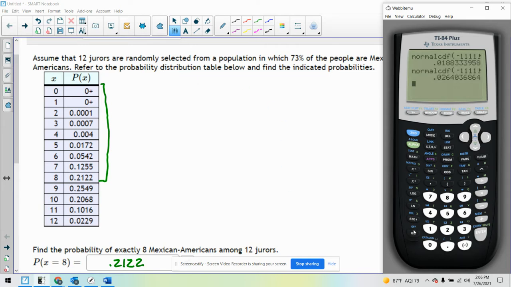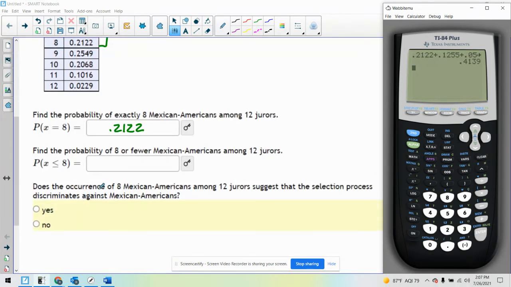So we have 0.2122 plus 0.1255 plus 0.0542 plus 0.0172 plus 0.004 plus 0.004 plus 0.0007 plus 0.0001. That should do it. So we get 0.4139.